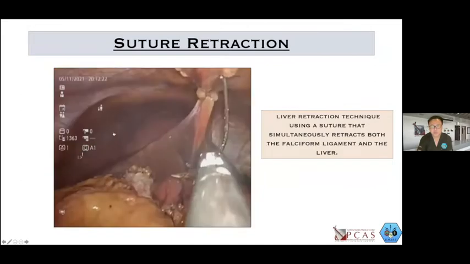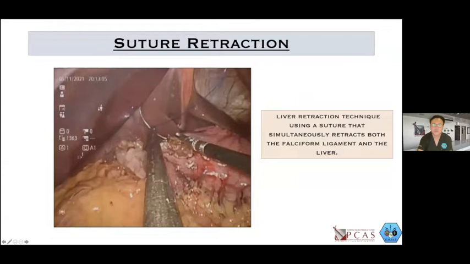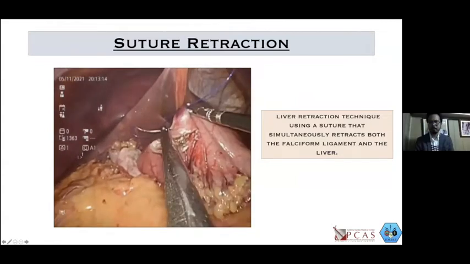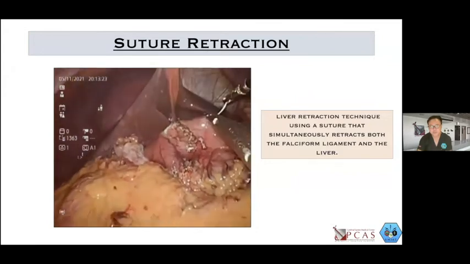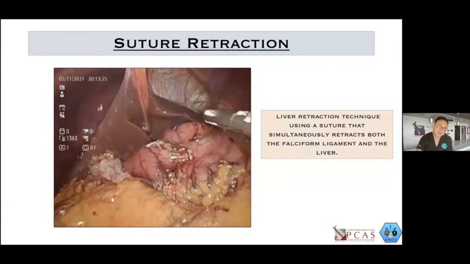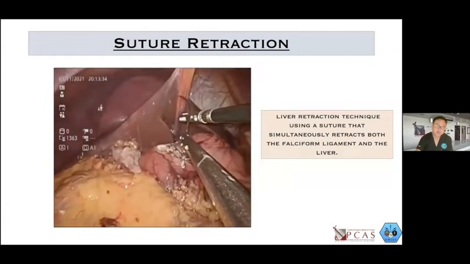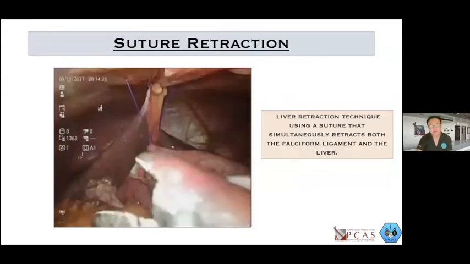One way of trying to do your liver retraction is to make use of a transfacial suture, where you can pass a monofilament suture transfacially, and you'll be able to create a retraction.